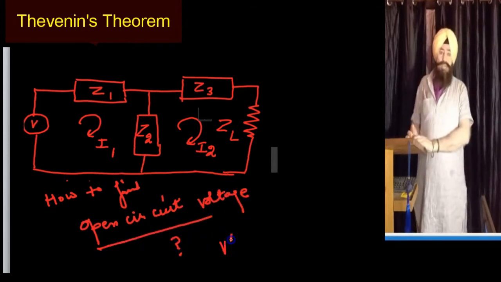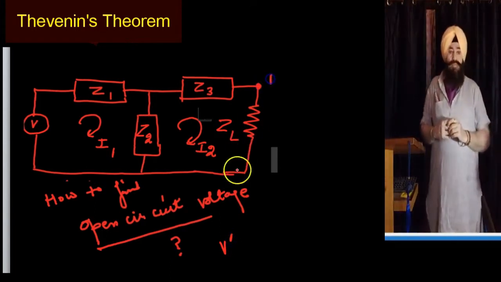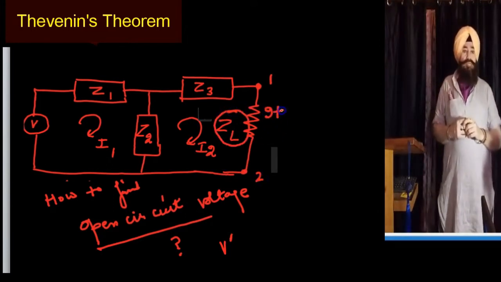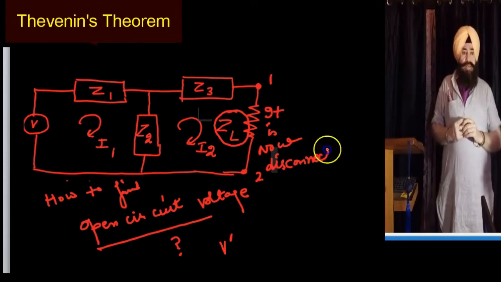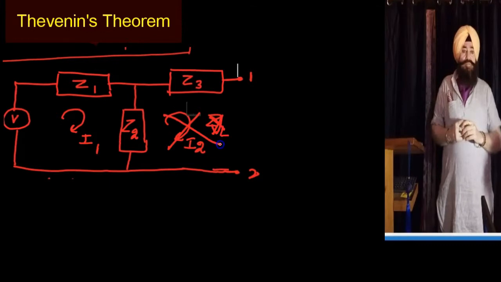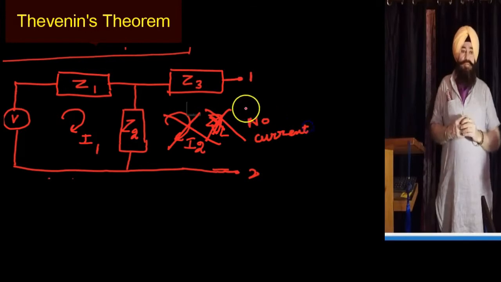Now think of it, V dash. To find the open circuit voltage between point 1 and 2, we are disconnecting ZL. ZL will be disconnected. So that means 1 and 2 becomes the open circuit. When it is open circuit, no current will flow, I2 will be 0 then. Now no current flowing in the second loop because it is open circuit. So only current flowing is I1.